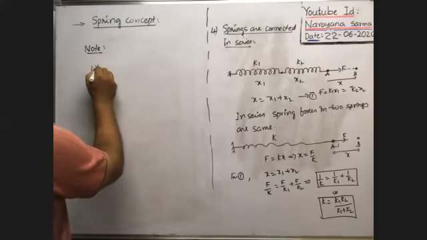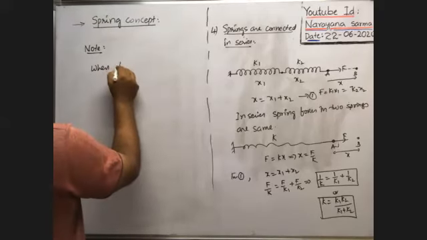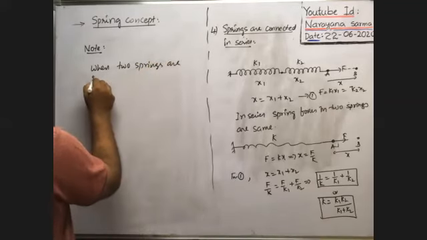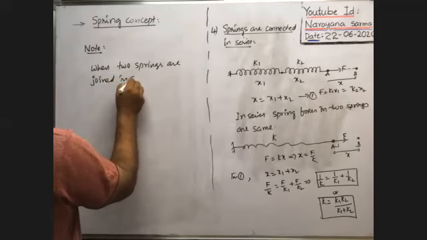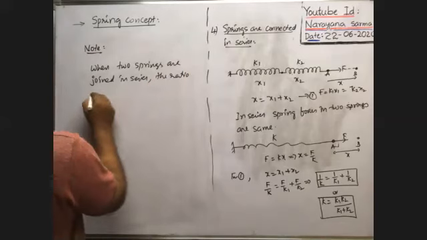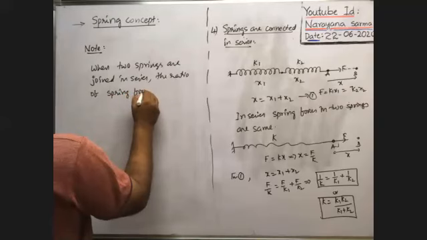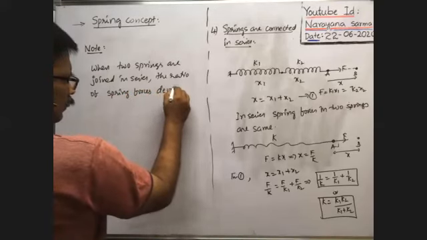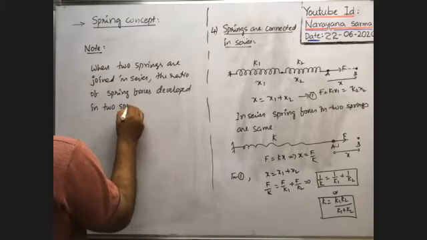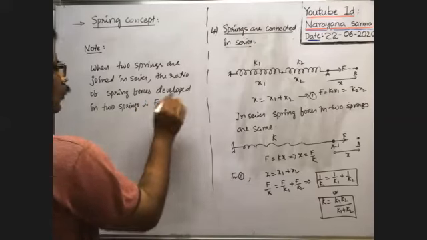When two springs are joined in series, the ratio of spring forces developed in the two springs, F1 is to F2, is equal to how much? Tell me.